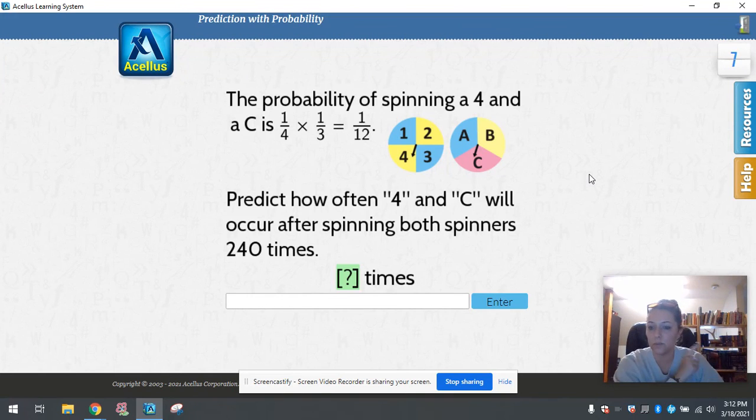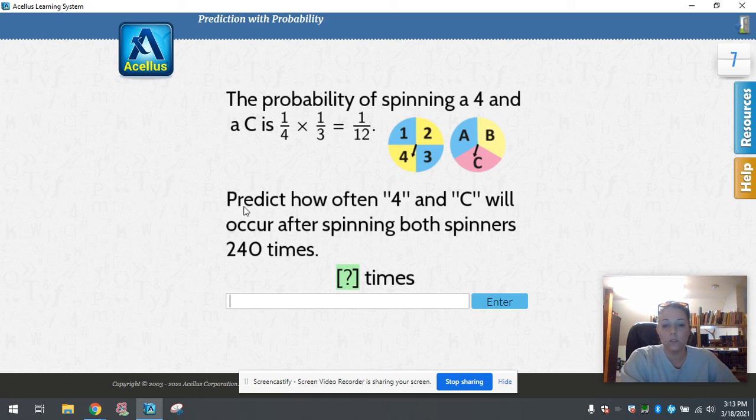Right, predictions with probability. We're going to set up some proportional equations. This isn't going to be as hard as it looks. So it says the probability of spinning a 4 and a C is 1/4, because the 4 is 1 out of the 4 options, times 1/3, because the C is 1 out of the 3 options. So you have a 1 out of 12 chance of spinning a 4 and a C on your spin.